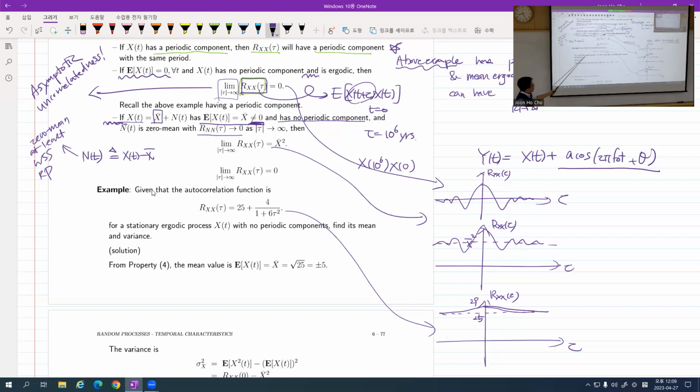And we assume that x is a stationary ergodic process with no periodic component. And you are asked to find the mean and variance of the random process. Here, one very important thing to remember is that this is a squared mean. That means that even though the limit is 25, we can never know whether the mean is 5 or -5, right? Because it just says that x bar squared is 25. So the Peebles book says that we don't know the mean. The mean may be +5 or -5.